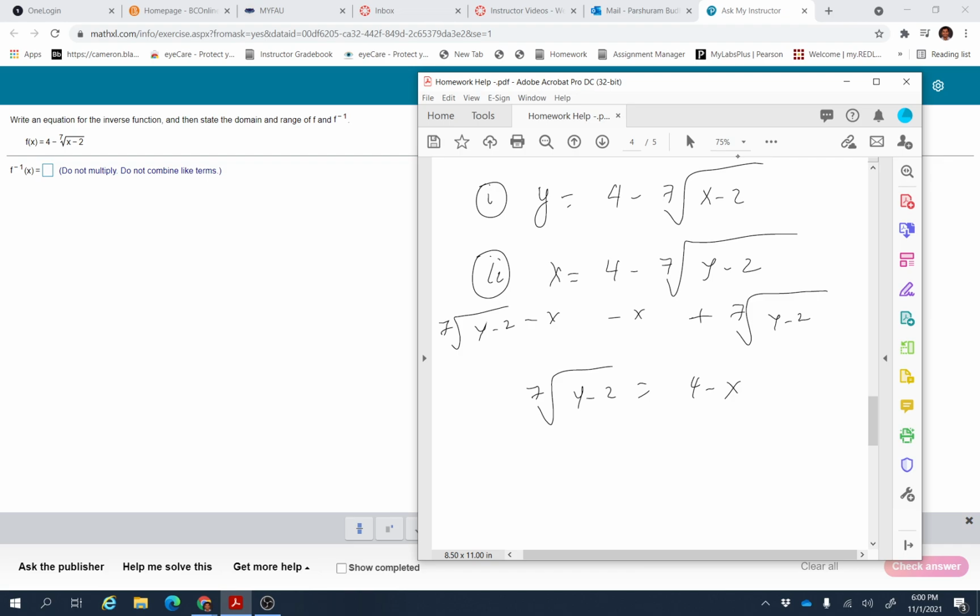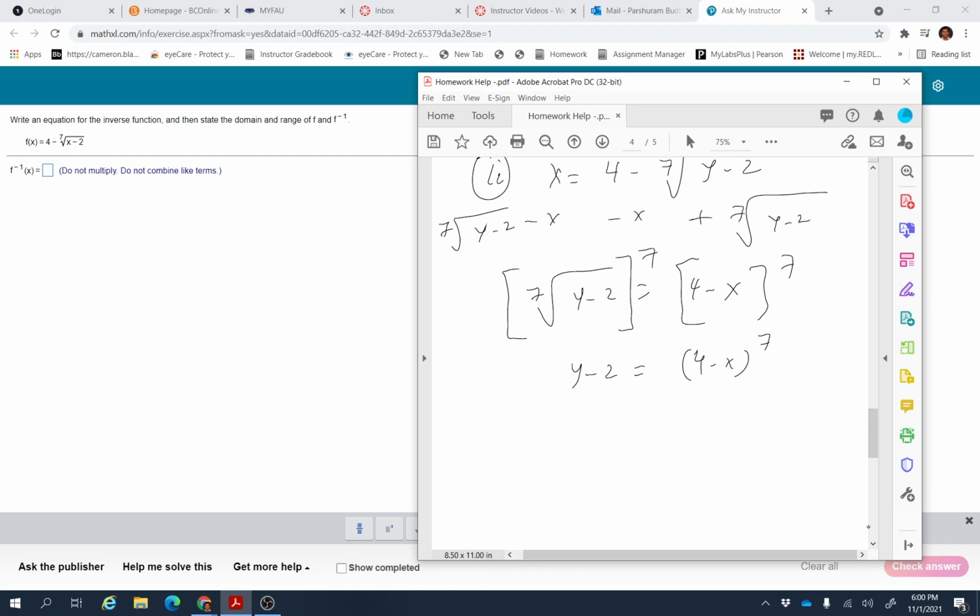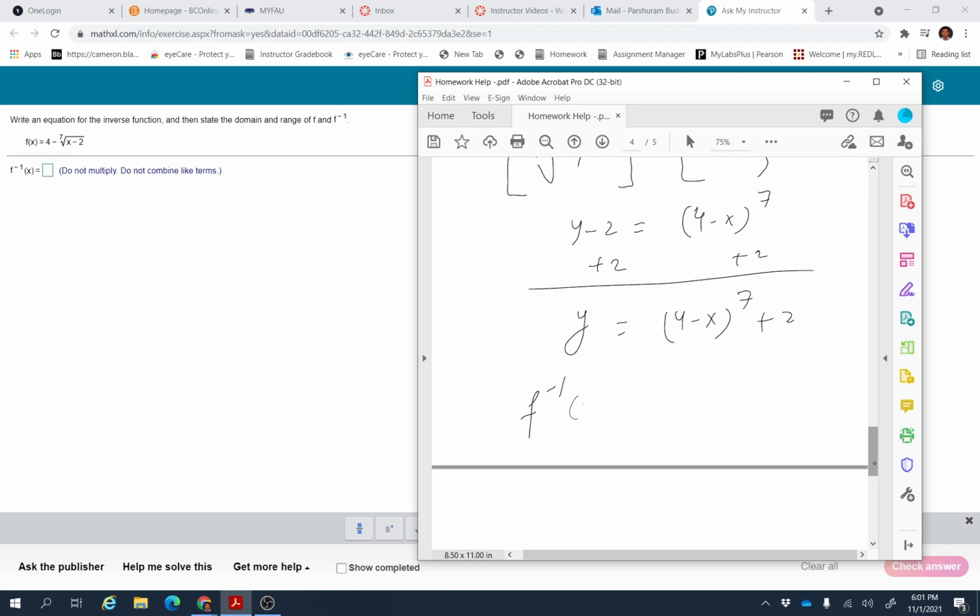Now our goal is to solve for y. That's only possible if we take 7th power both sides. By doing that, this 7th root and this 7th power will be cancelled out on the left side, and on the right side there will be 4 minus x to the power 7. So we need to solve for y, for finding the inverse function. So add 2 both sides, and that will give us y equals 4 minus x to the power 7 plus 2. So this final y would be the inverse function we're looking for.